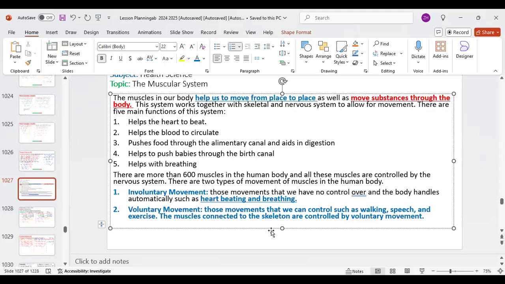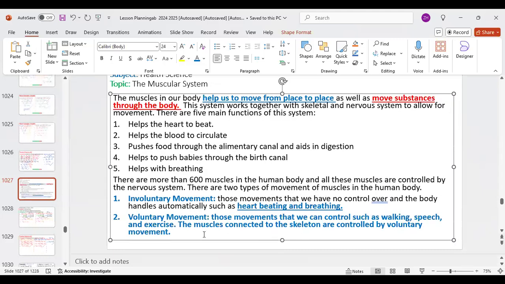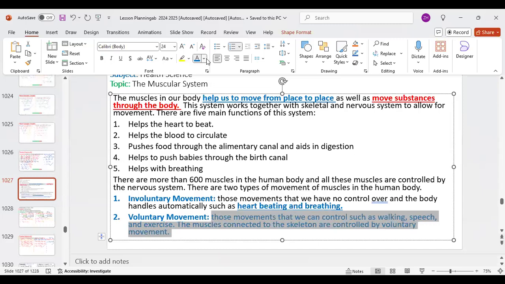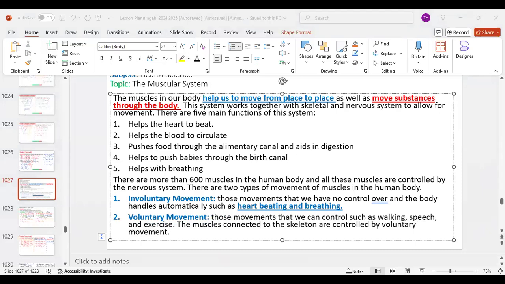So those, like the biceps, the triceps, those things, they are voluntary, right? We can control them, all right? They are controlled by our conscious effort. That's what I mean by voluntary and involuntary. Okay, so class, what are two types of movement that we have? Involuntary movement and voluntary movement. Very good.